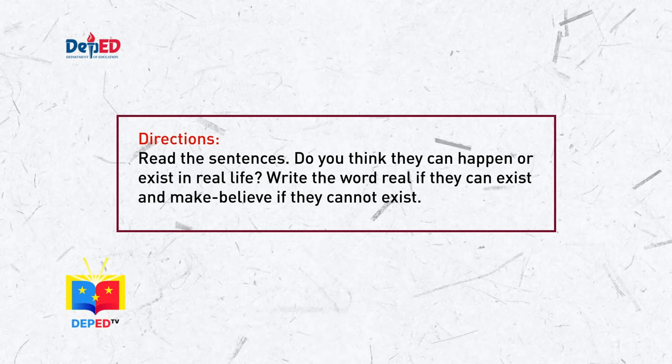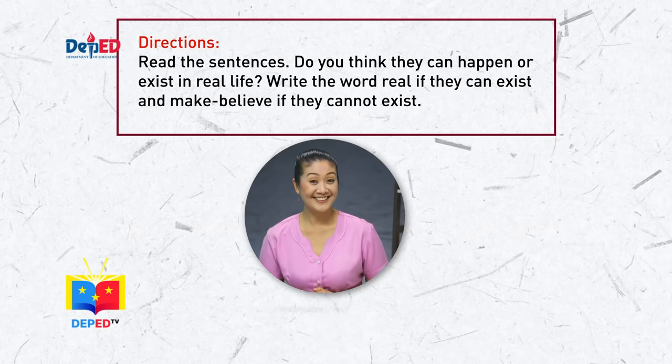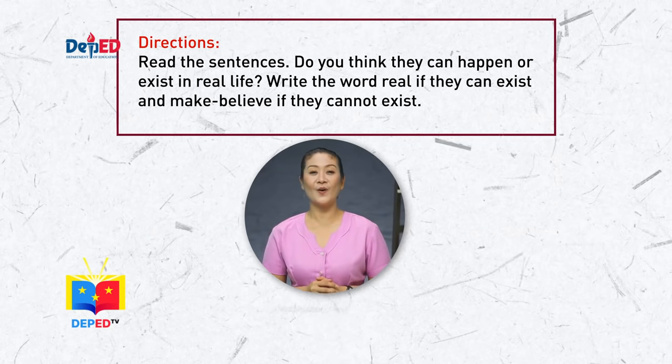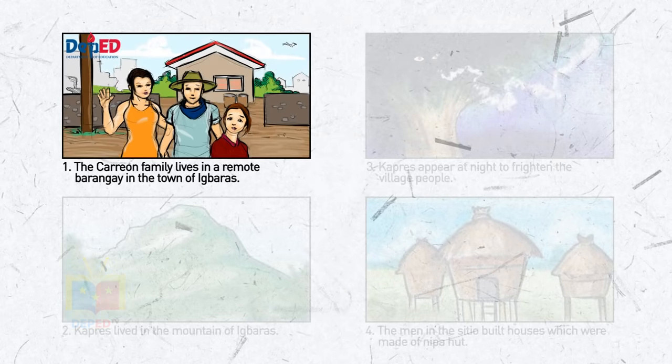Directions. Read the sentences. Do you think they can happen or exist in real life? Write the word real if they can exist, and make believe if they cannot exist. Are you ready? This activity will only take 5 minutes. Let's begin! Number one. The Carrion family lives in a remote barangay in the town of Igbaras.